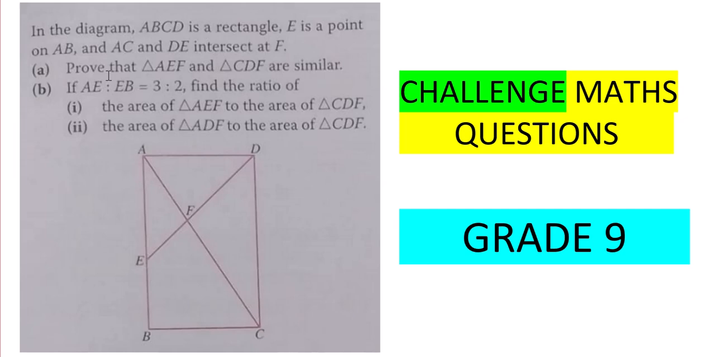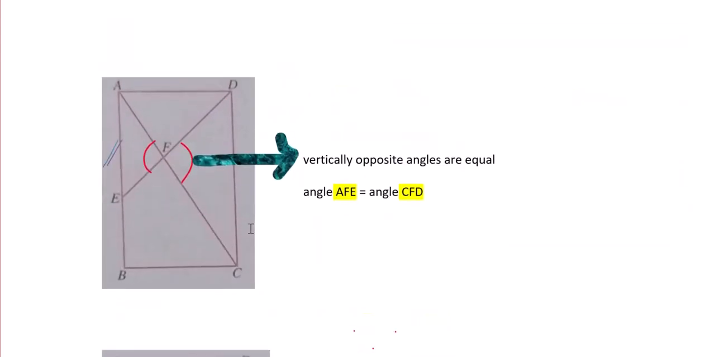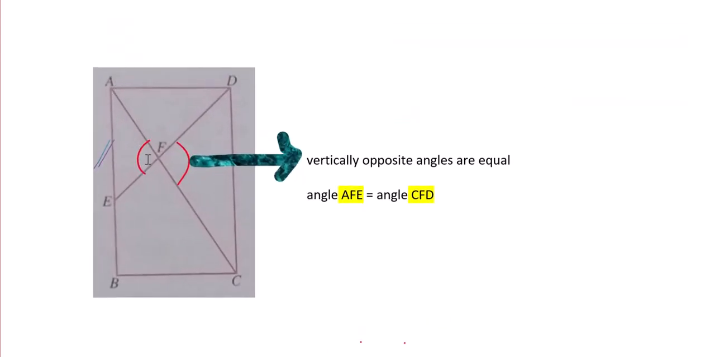So for question 1a, we are going to discuss, prove that triangle AEF and CDF are similar. So these are the steps. Vertically opposite angles are equal. So these angles in here, marked in here, are equal. Angle AFE equals angle CFD.